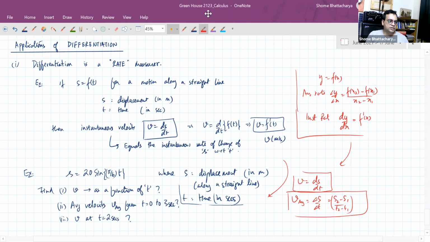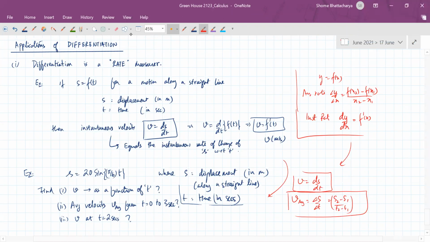So just make a quick note of this concept, that one of the major applications of differentiation in physics is that differentiation is directly used as a rate measurement. You can even think of this as a direct application of differentiation. When we define some quantity as the rate of change of another quantity, we can use differentiation directly to measure that rate of change.